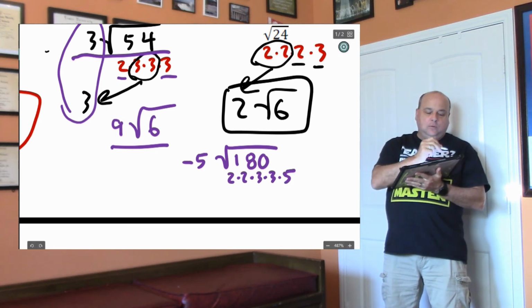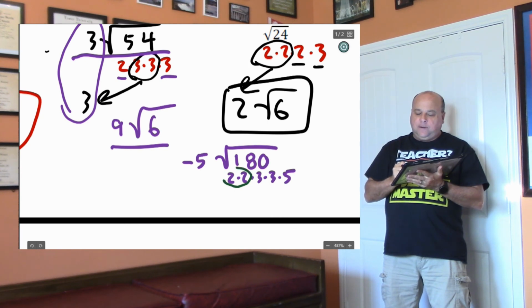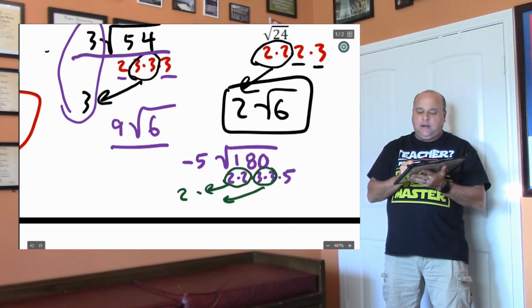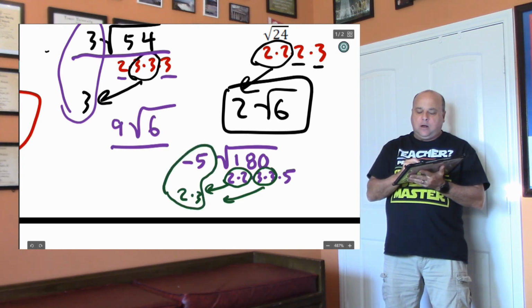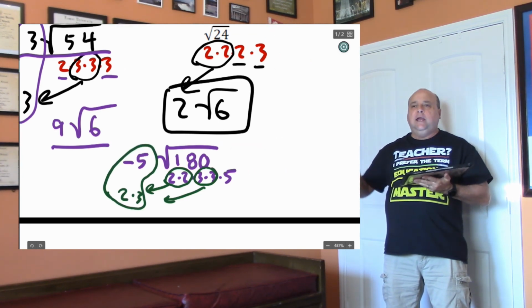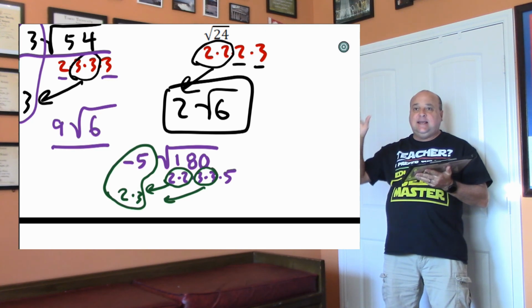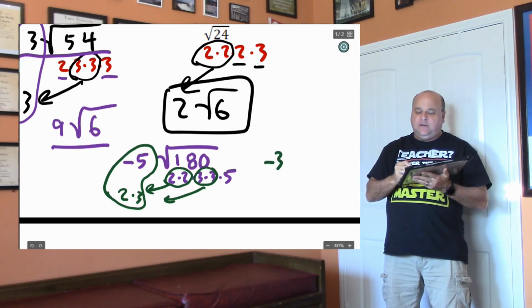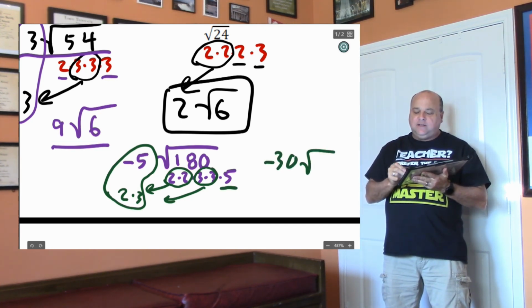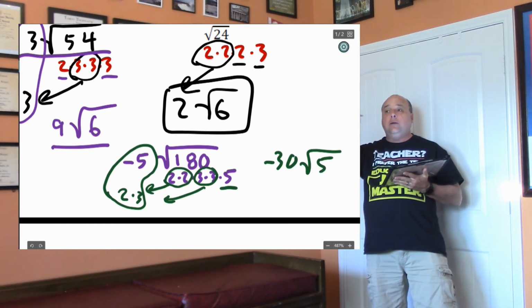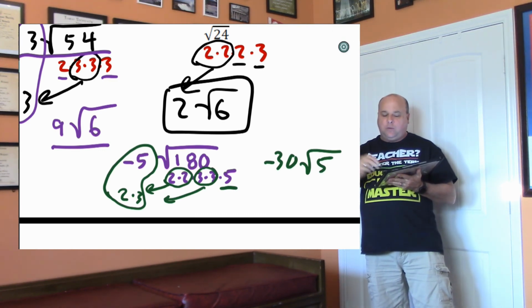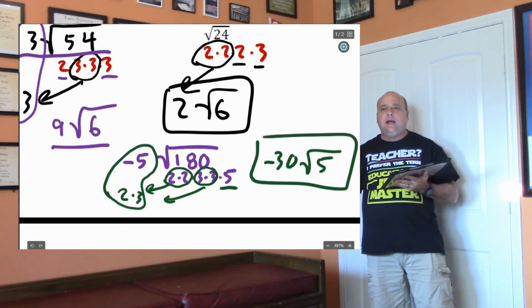What can I circle? Okay? I could circle a pair of 2's and a pair of 3's, right? So I'm going to pull out a 2 and a 3. I'm going to multiply all those numbers. Okay, so 2 times 3 is 6. 6 times negative 5 would be a negative 30. The only thing left inside is 5. If I had two numbers that weren't circled, I would circle both of them, right? So this right here would be my answer.